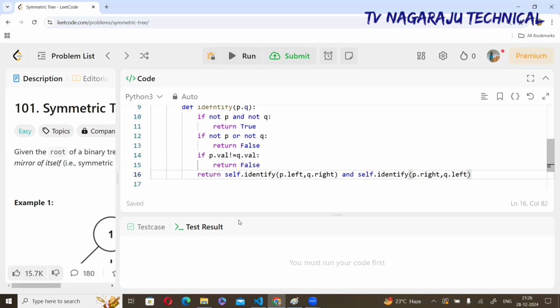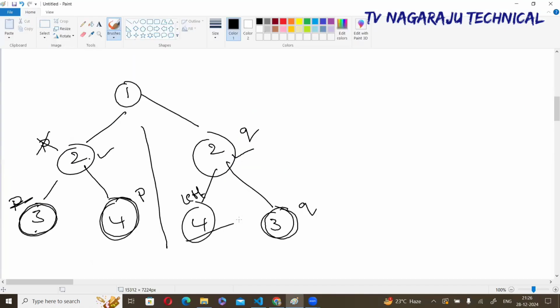Here you need to know one more thing. Sir, how do you identify the p value and the q value? In the question, only the root is given. Now, root dot left is the p value, and root dot right is the q value.